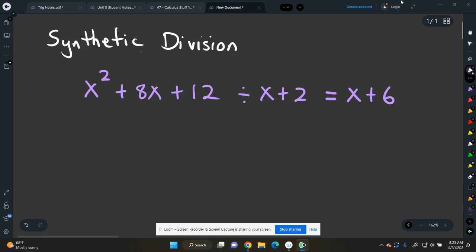Okay, so we're dividing by x plus 2. What we're going to do is take the opposite of this number right here. What's the opposite of that number? Negative 2. So we're going to do negative 2, and we're going to put it in a little corner there.